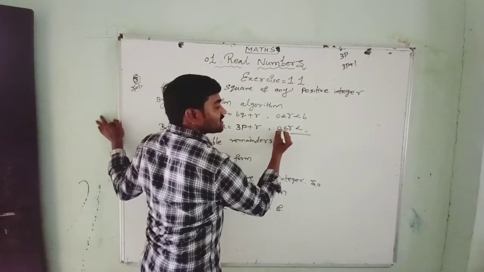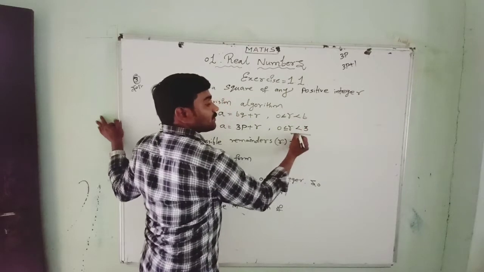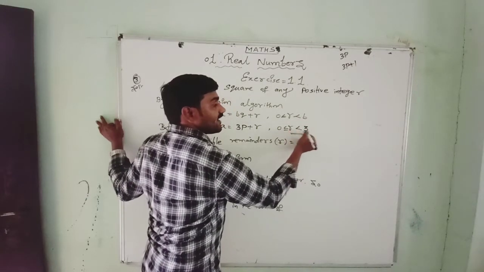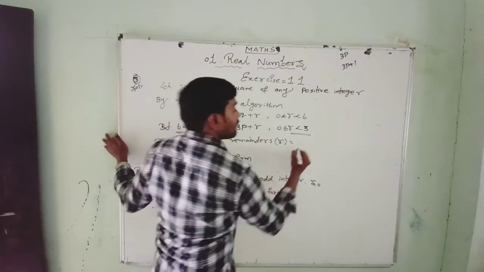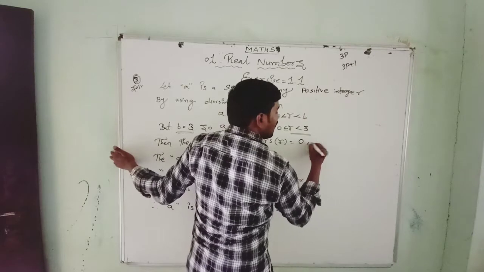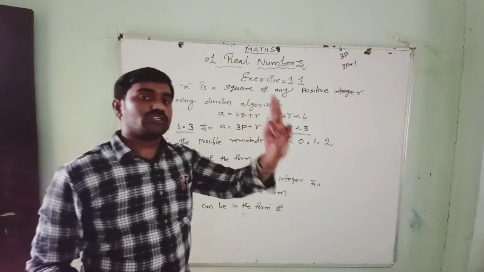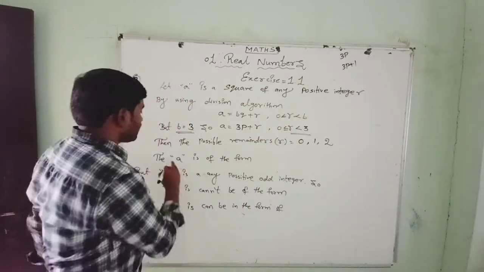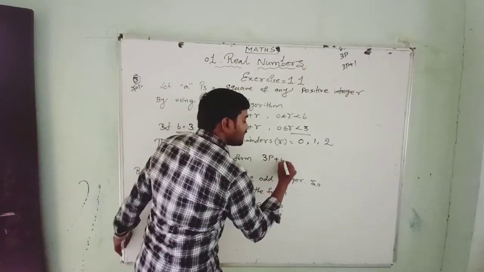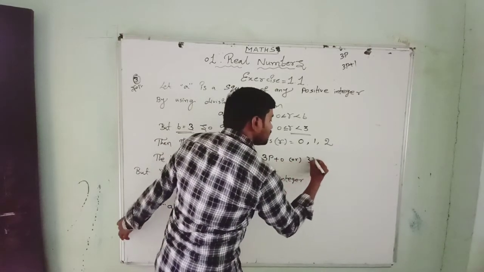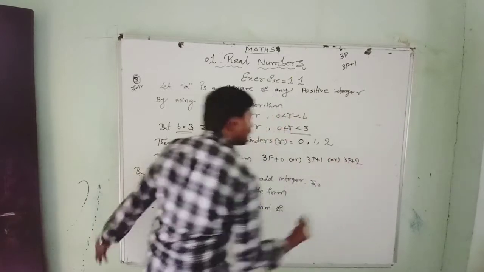Here R is greater than or equal to 0, and the B value is 3. That means you have to observe that the remainder R is less than 3. Then the possible remainders are 0 or 1 or 2. When we divide by 3, we get remainder 0 or 1 or 2. So A will be in the form of 3p plus 0 or 3p plus 1 or 3p plus 2.